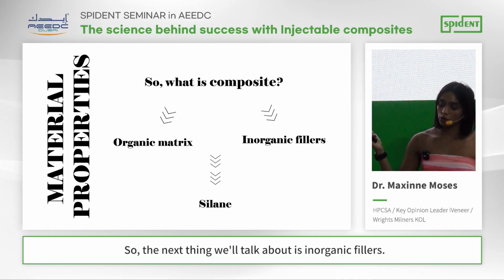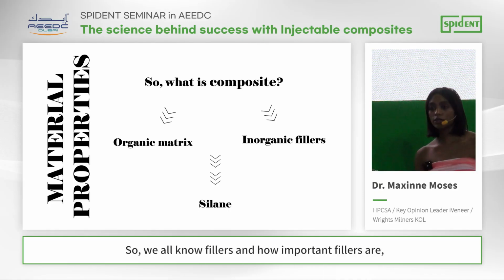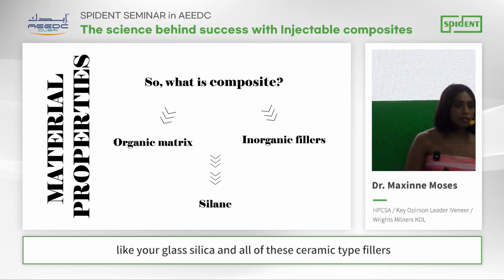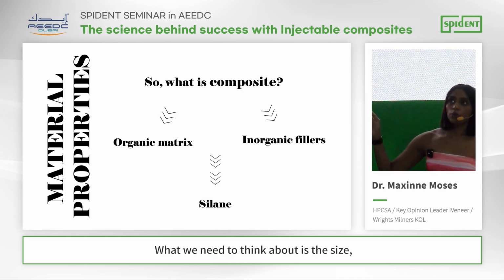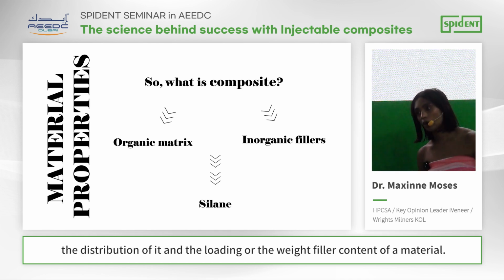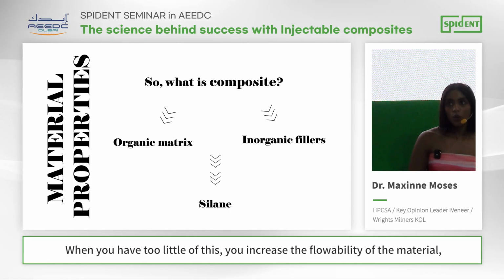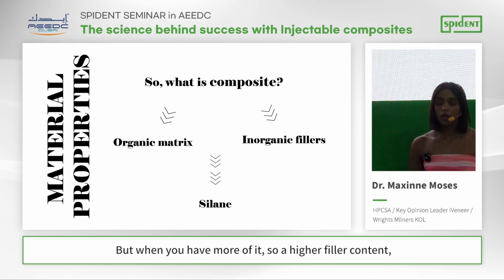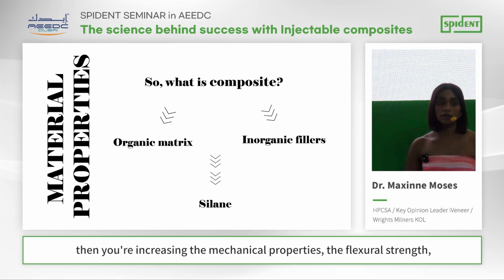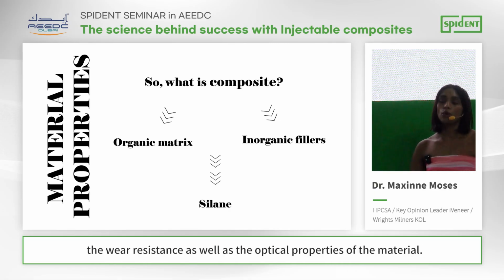The next thing we'll talk about is inorganic fillers. We all know fillers and how important fillers are, like your glass silica and all of these ceramic type fillers that we now have in advanced composites. What we need to think about is the size, the distribution of it, and the loading or the weight filler content of a material. When you have too little of this, you increase the flowability of the material, but at the cost of the mechanical properties. But when you have a higher filler content, then you're increasing the mechanical properties, the flexural strength, the wear resistance, as well as the optical properties of the material.